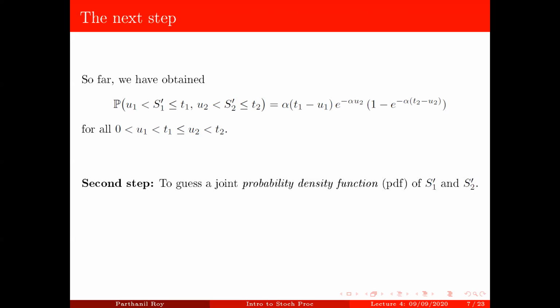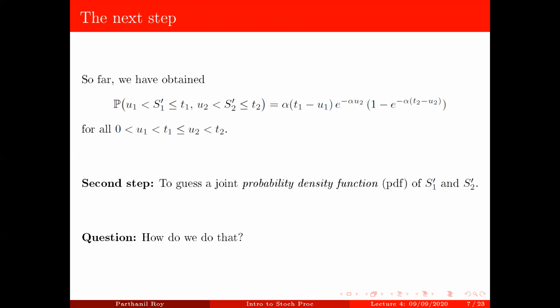Now, of course, the next step would be to guess a joint probability density function, which we will always abbreviate as PDF. So we have to guess a joint PDF of S1 dash and S2 dash. Of course, the question is how to do that. Note that we have done such things in probability theory too, except that maybe we have forgotten it by now. So let's quickly recall what to do here.